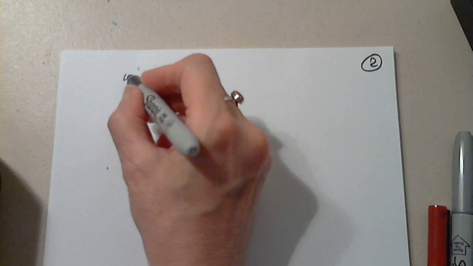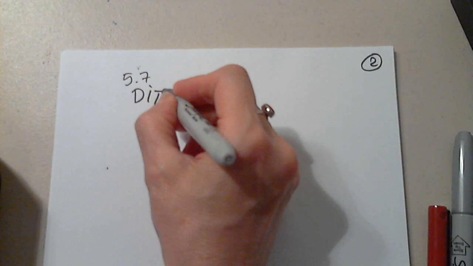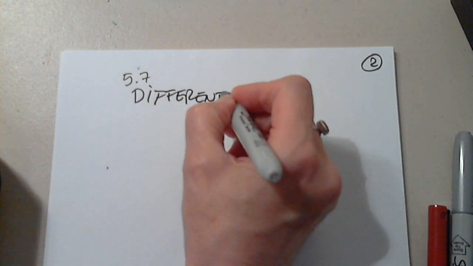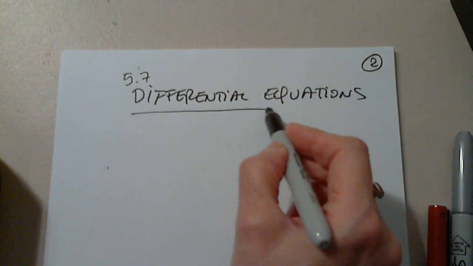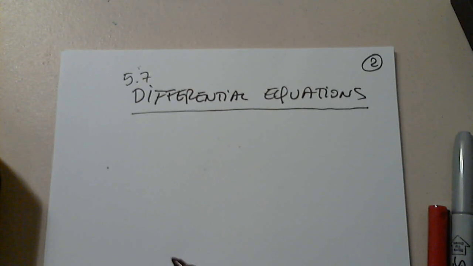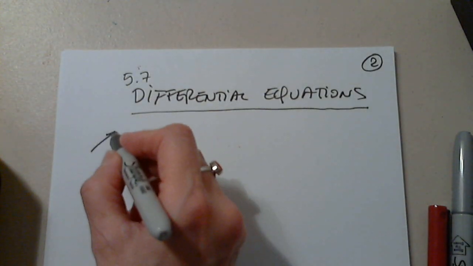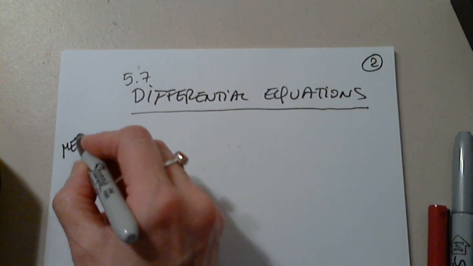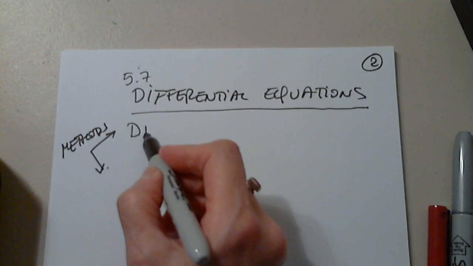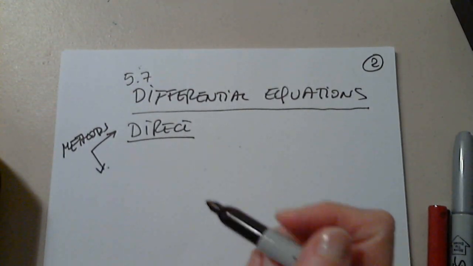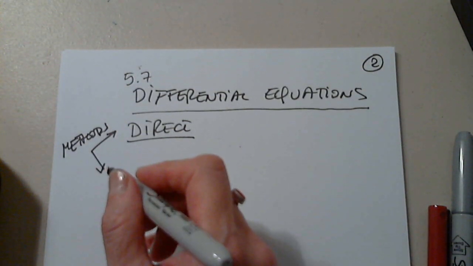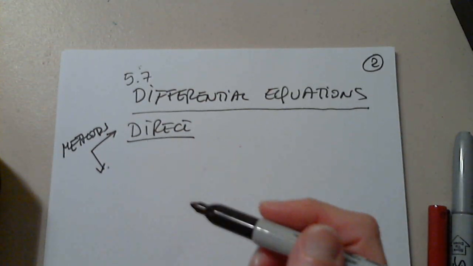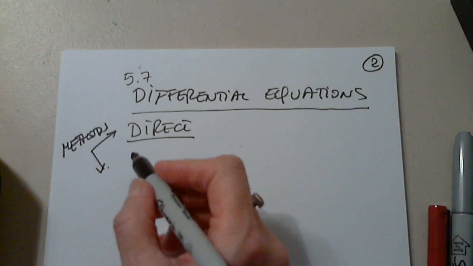Okay, so let's go back then to 5.7. We're talking about differential equations. And we know now how to check whether a function is a solution. We know how to do that. So we're looking at two different methods. One, which is really nothing, it's called direct. You'll see in a moment what that is. The second one is more sophisticated. We have other methods, but only these two are presented in your class.